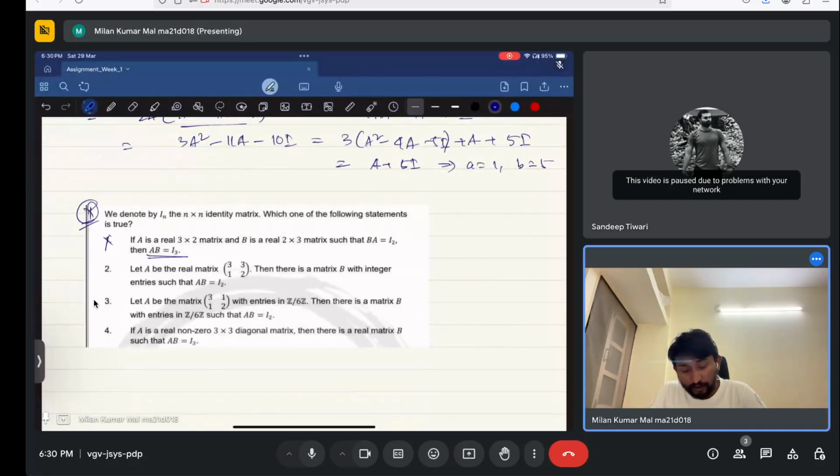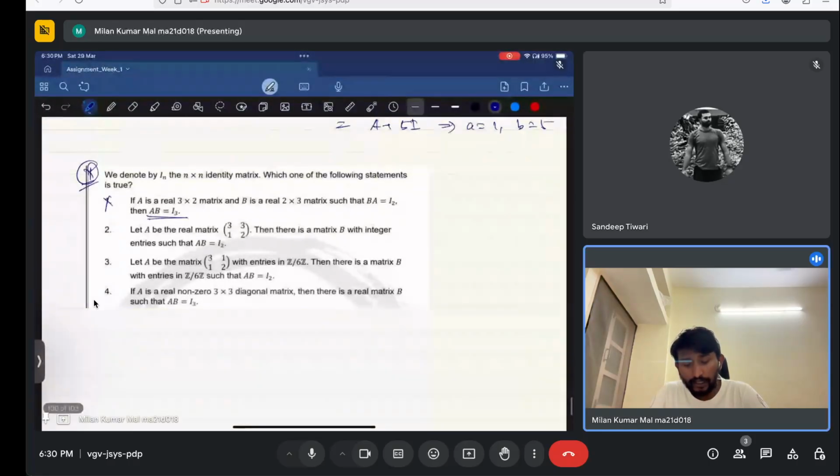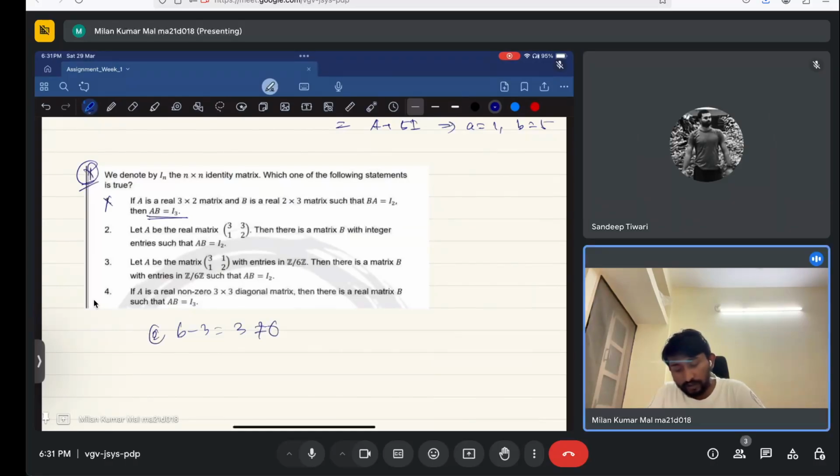Okay, so let A be a real matrix 3, 3, 1, 2. Then there is a matrix B with integer entries such that AB equals identity. Whether it will have an inverse or not, that is the thing, right? So let's check it. The determinant is 6 minus 3, that is equal to 3, not equal to 0. So this option is correct, right? It has a left inverse, it will have a right inverse as well.